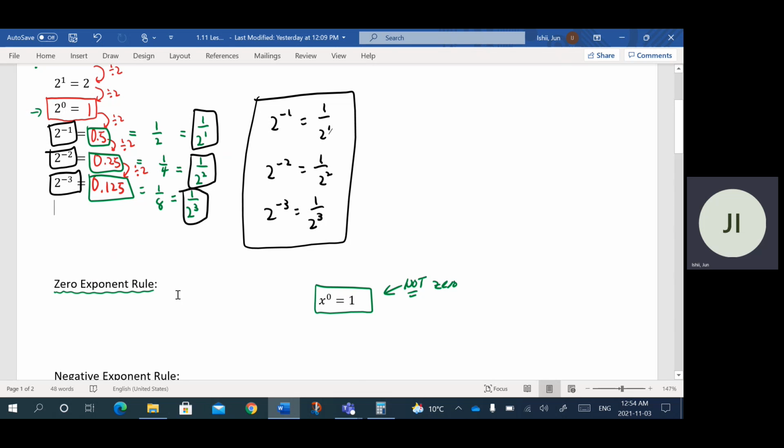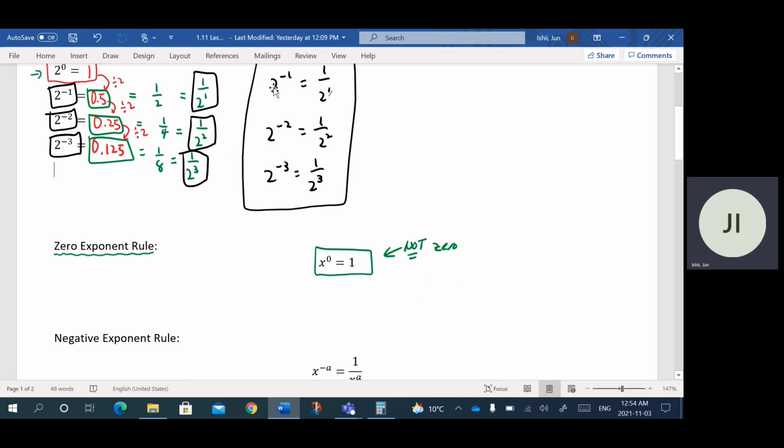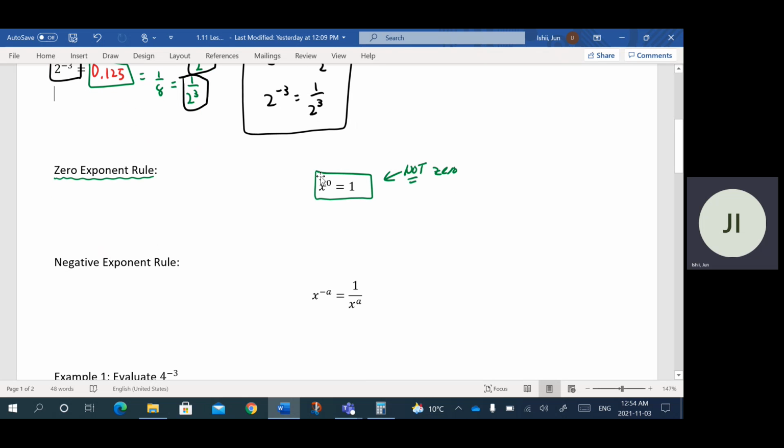The negative exponent rule, which is what we saw here again, is that anything to the negative power is 1 over that number to the positive power. That's what's written right here. For the negative exponent rule, x to the negative a is 1 over x to the positive a.